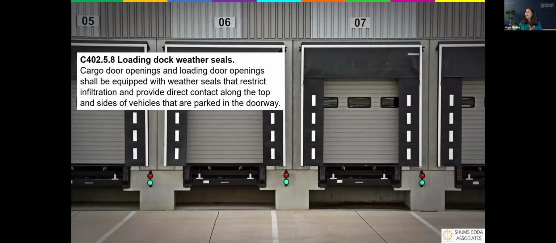Loading docks, we need to make sure that the loading docks, as you can see here, have the sides and the top where there is material that is going to restrict the amount of air infiltration that happens when a vehicle is backed up and getting unloaded or loaded, whatever the case may be, because there's going to be that interaction of the outdoors being brought in, and we're trying to limit how much air can actually come in through these.